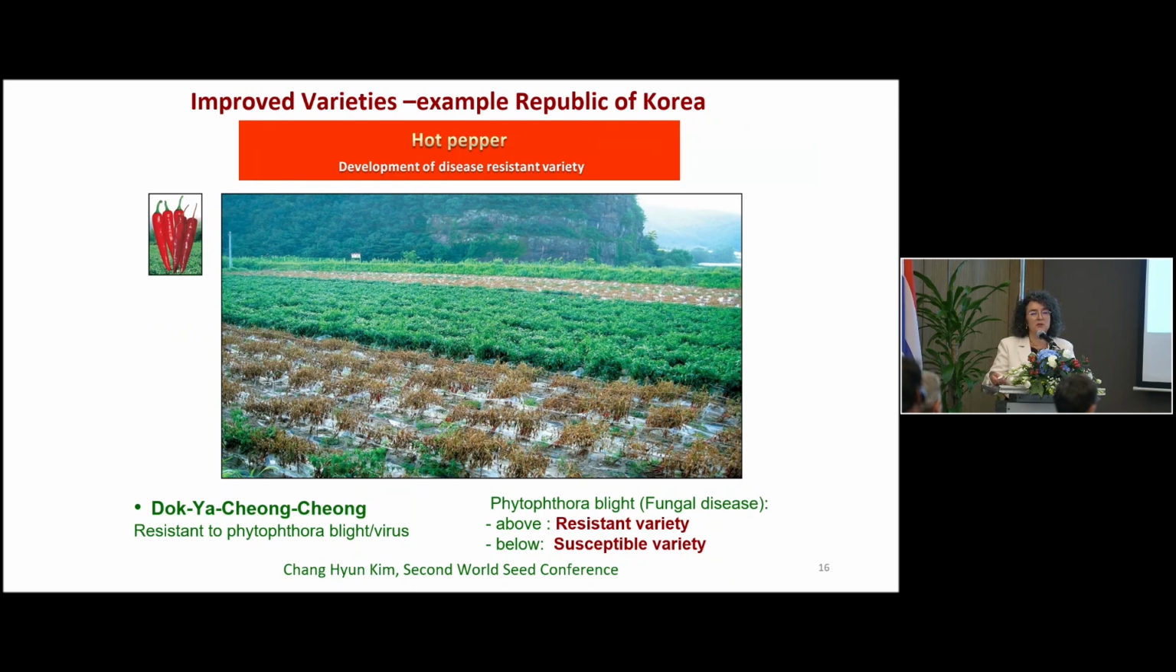Looking into some examples, here I have an example from the Republic of Korea and hot pepper. I know pepper is also very important in Thailand. And back to giving farmers choices. You can see here two types of varieties grown side by side. One is a resistant variety to this particular fungus, and another one is not. You could imagine how giving the farmer the choice to choose the variety that will be resistant to this fungus will be very beneficial for the farmer. So it's back to giving choices to farmers.